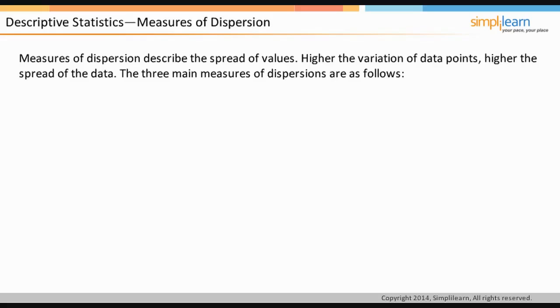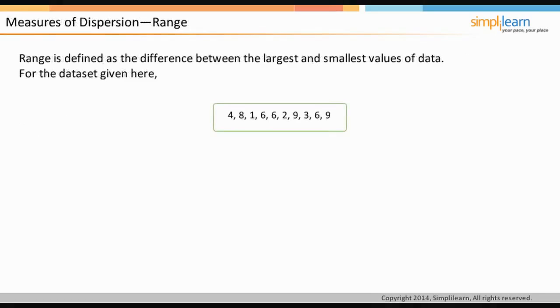Higher the variation of data points, higher the spread of the data. The three main measures of dispersion are range, variance, and standard deviation. We will discuss each of these in the upcoming screens. Let us start with the first measure of dispersion, range.